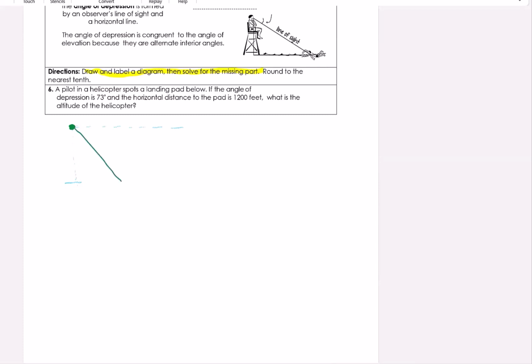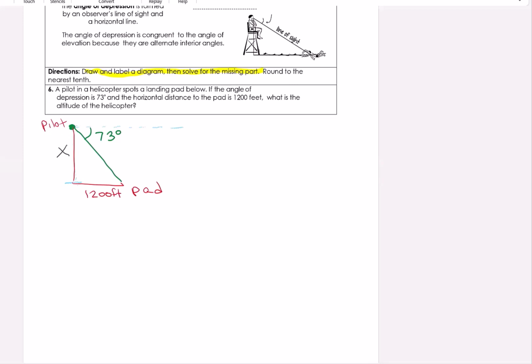That means this angle is 73 degrees. I also need to make the rest of my triangle. The horizontal distance to the pad is 1,200 feet. Here's the pad. Here's the pilot. The horizontal, remember I just talked about horizontal, is 1,200 feet, is right here. What is the altitude of the helicopter? I'm trying to find this. Altitude means how high it is above the ground.